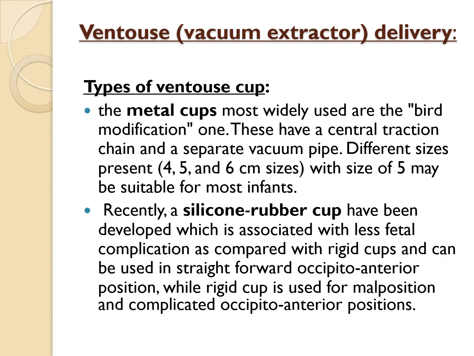Recently, a silicone rubber cup has been developed, which is associated with less fetal complication as compared with the rigid cups, and can be used in straightforward occiput anterior position. While the rigid cup is used for malposition and complicated occiput anterior position.